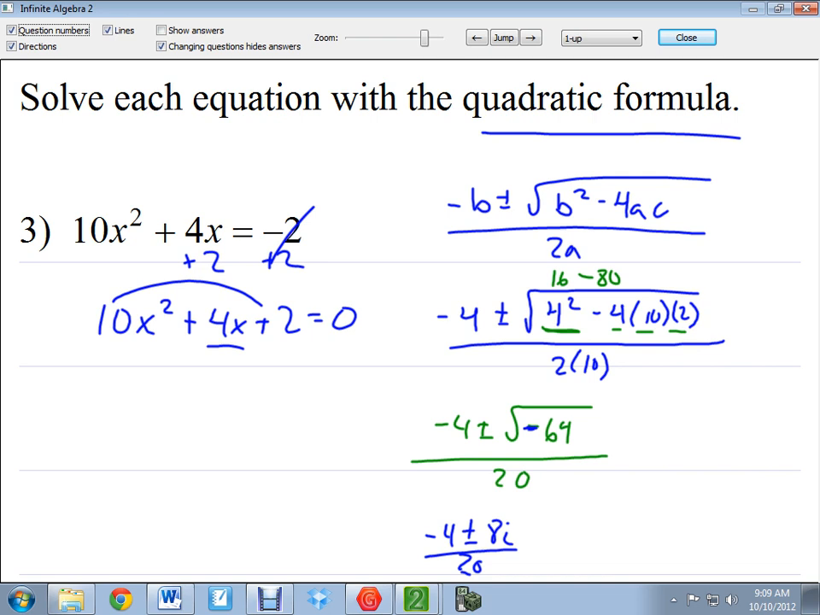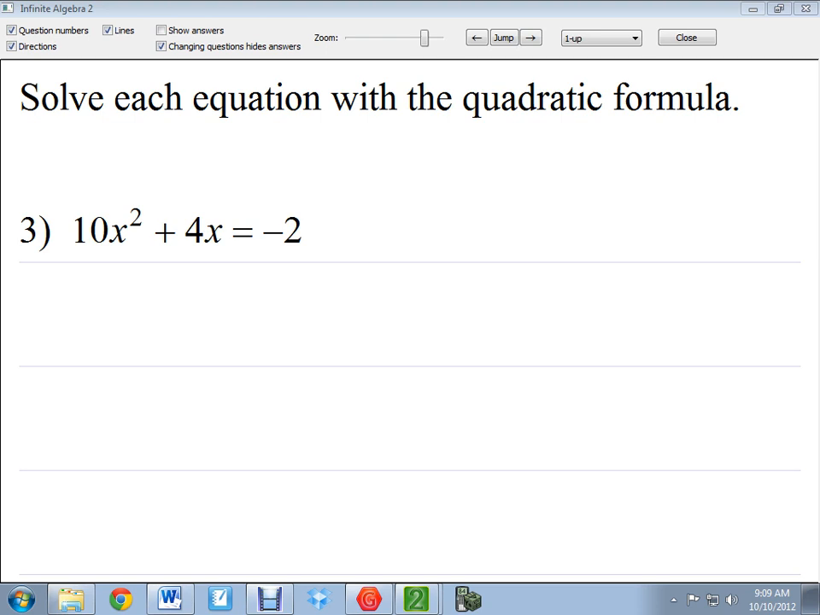So what I want to do now is just simplify. If I say 4, 8, and 20, what goes into all three of those things? Well, 4 goes into them all. So negative 1 plus or minus 2i all over 20 divided by 4 is 5. And these would be my two solutions. I can't simplify it anymore. You cannot combine a real number and an imaginary number, so you just leave it as these two complex roots that are here.